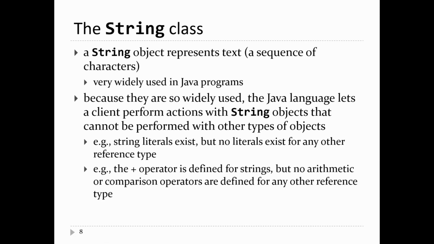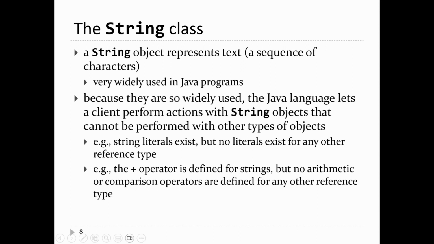Okay, so there's something called the String class. Remember what a class is: a class is just a reference type. The String class represents a sequence of text, and in Java it's a sequence of chars. Strings are very common in Java programs, and because they're so widely used, the Java language is a bit weird in how it treats strings. The language lets you do things with strings that you cannot do with any other type of class.